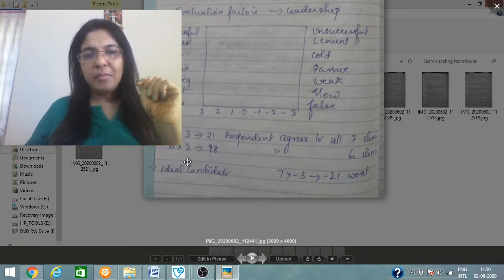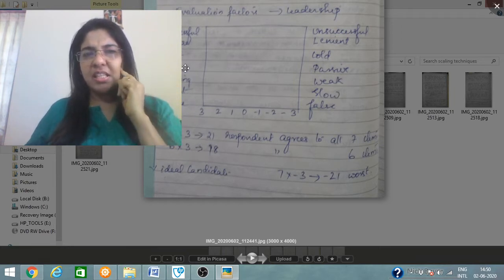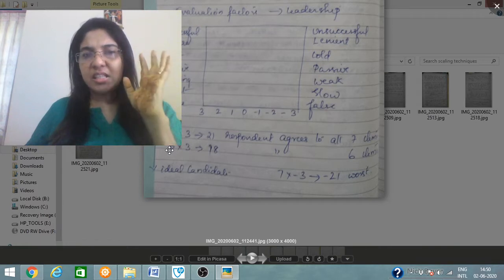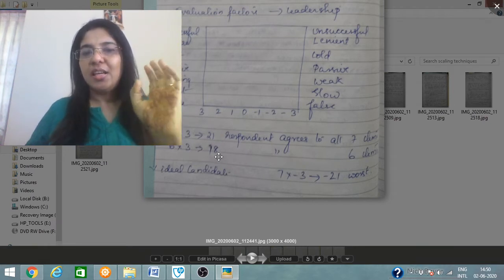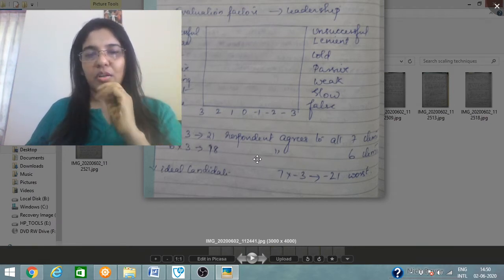And in some cases I agree with only 6 variables. I don't agree that he is very active. Others are okay. So for 6 variables I agree, so 6 into 3 is 18. For one variable I give him a rating of 2, so 1 into 2 is 2. 18 plus 2 is 20. I give only 20. So this is how you identify.